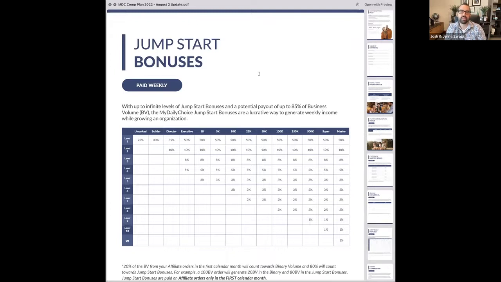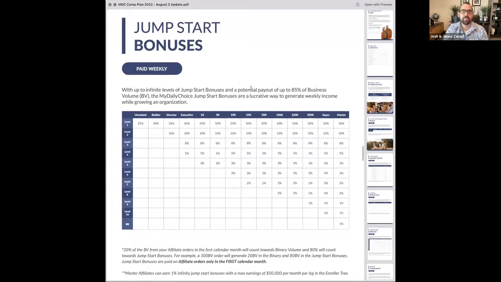So for networkers that are like, I don't like binaries, they don't understand this comp plan because most of the payouts are based on your unilevel, not your binary. We'll talk about binary and how it works, but so far, everything has been based on the unilevel. So what's nice about jumpstarts is you're able to earn up to 10 levels of weekly commissions from new affiliates joining your team. And your frontline, as an executive, you're able to get 50%.